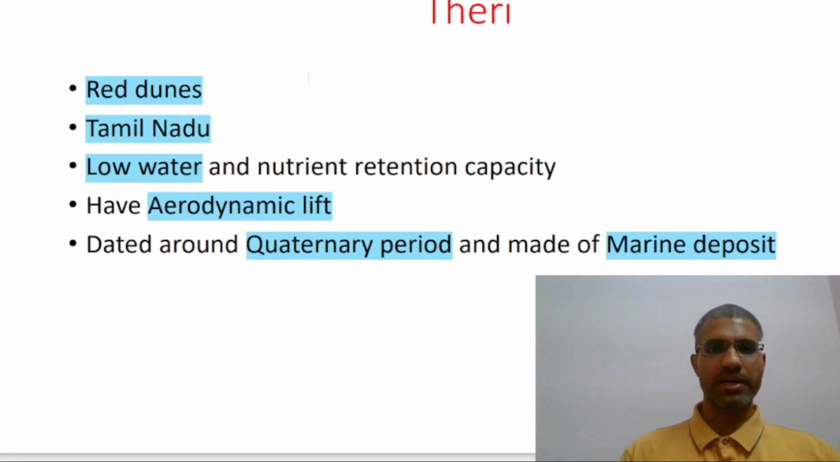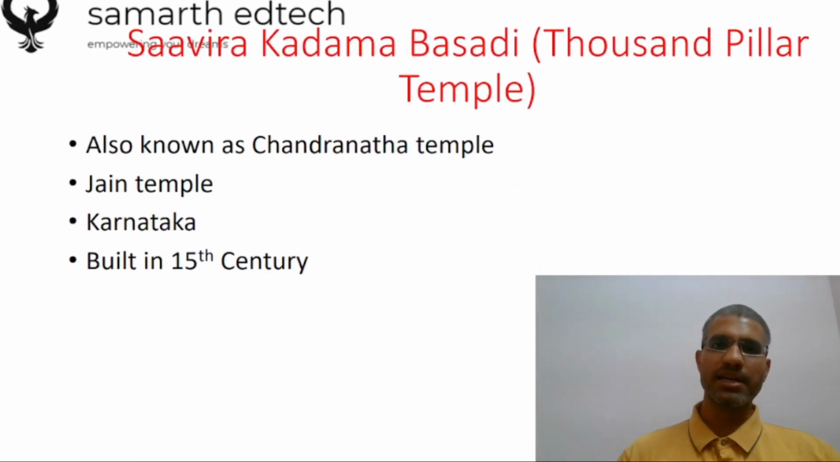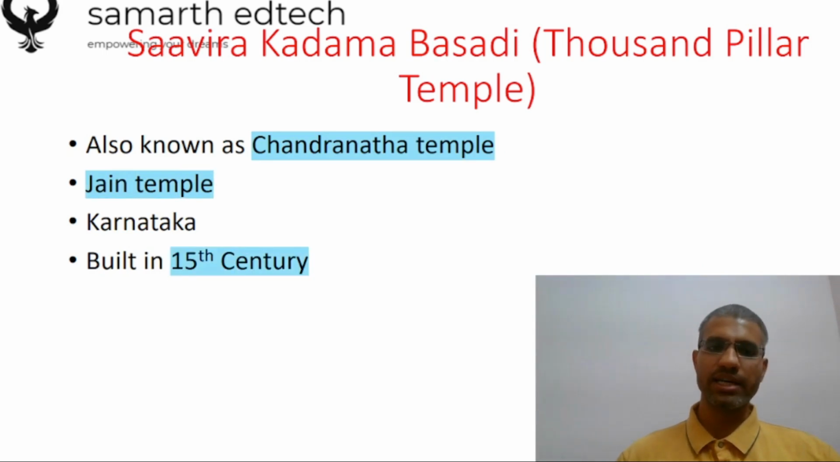The next important topic is the Thousand Pillar Temple. This is important because UPSC has already asked one question in their prelim examinations previously. So it is necessary for us to revise this particular temple again. Now this is also called the Chandranatha temple. It is a Jain temple and it was built around the 15th century. And where is it situated? It is situated in Karnataka state.